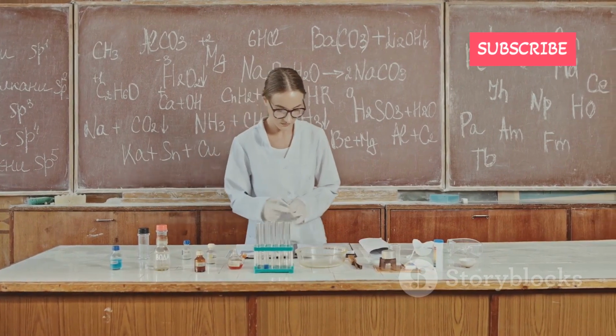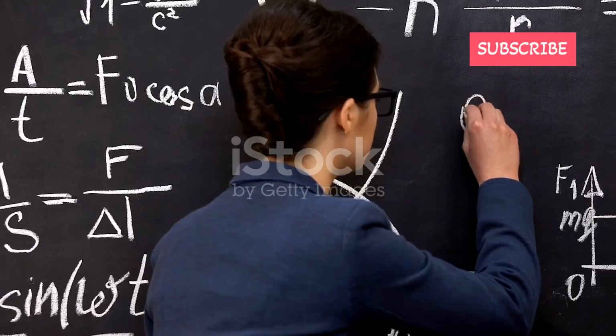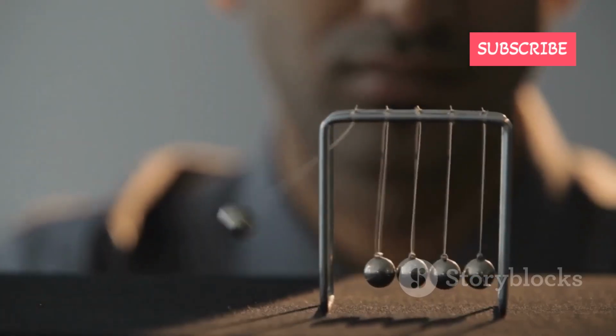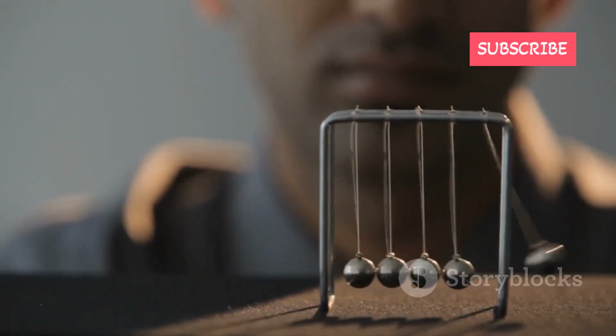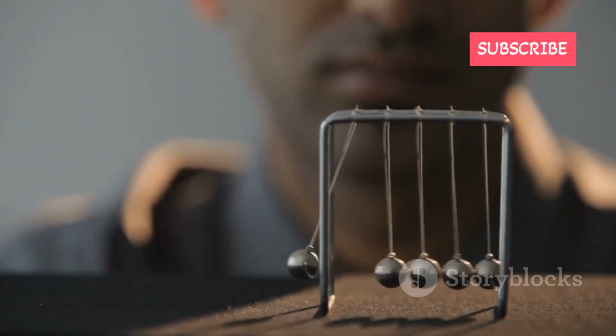Transition to work-energy theorem. Finally, let's explore the work-energy theorem. This theorem states that the work done on an object is equal to the change in its kinetic energy. Mathematically, work equals delta KE.